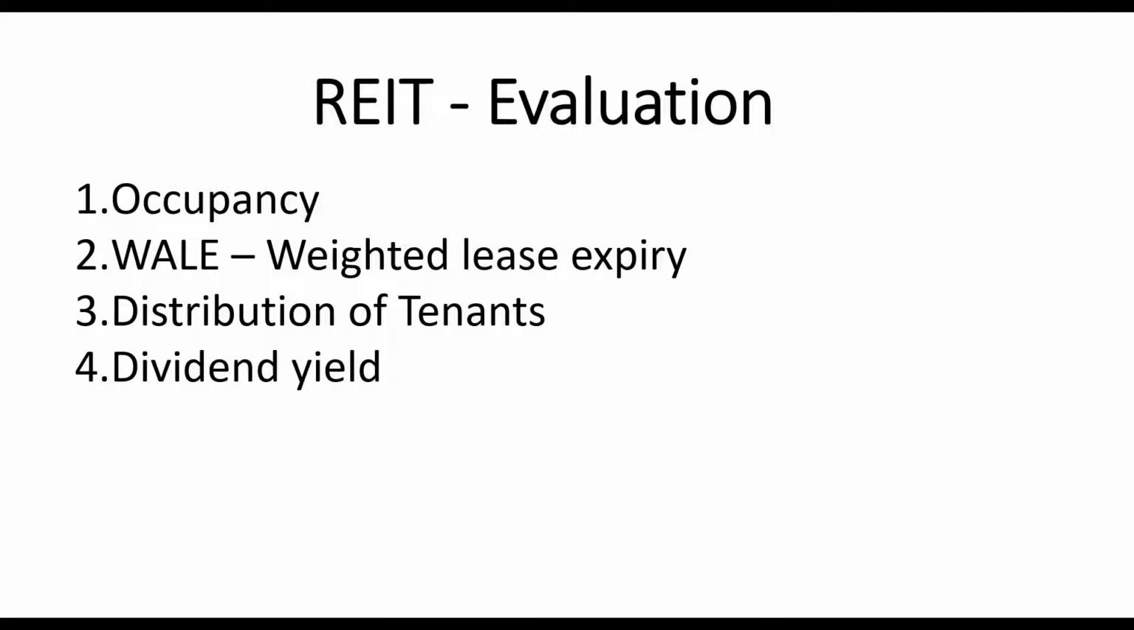When you evaluate these REITs, you should be evaluating based on these four parameters. The first one is occupancy. What this means is that a company like Embassy or Mindspace will have a portfolio of properties under them. If they have properties under them, they will not make money unless all these available spaces are leased to somebody. Then only they will make money. That's how they get the rental revenue. So occupancy is important, and you should find the occupancy percentage of their portfolio.